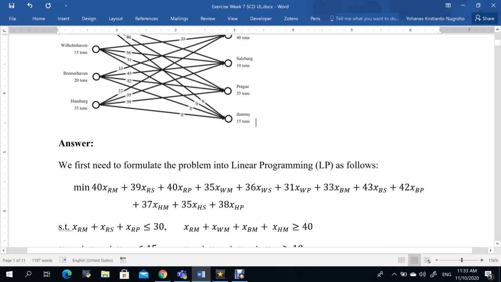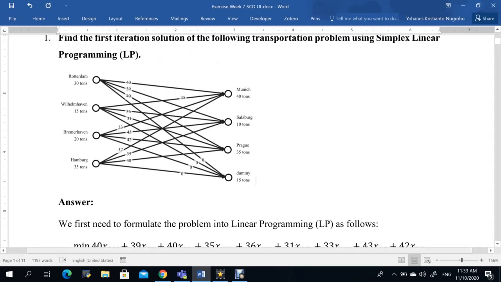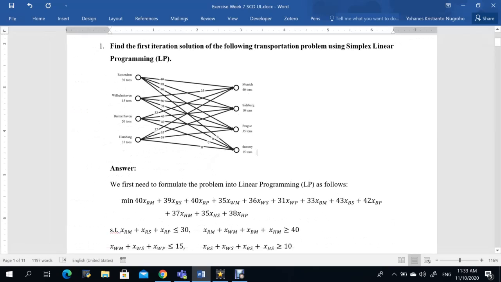In order to answer the question, we have the following step. First, we need to formulate the problem into a linear programming problem as follows. Because we need to minimize the cost, the problem formulation will be cost minimization. We know from the figure that transportation from a particular source to a particular destination has a particular unit cost. So 40 from Rotterdam to Munich, and therefore the index will be RM, meaning Rotterdam to Munich. RS is from Rotterdam to Salzburg.